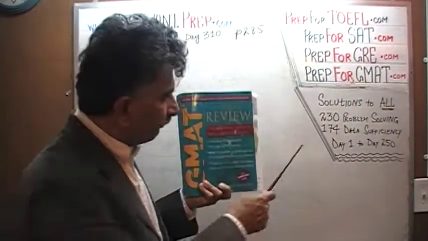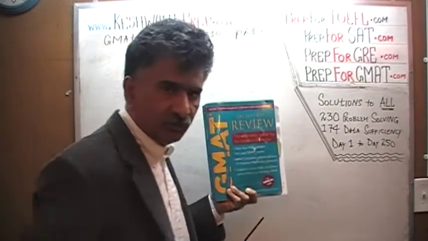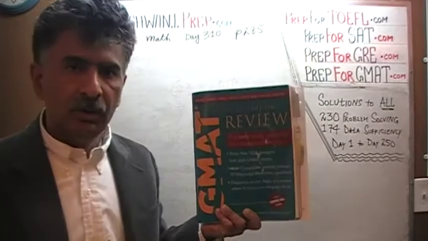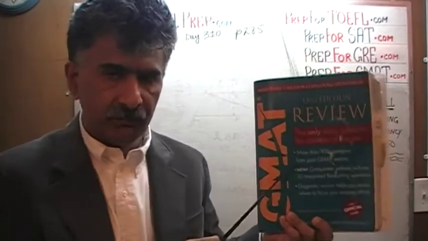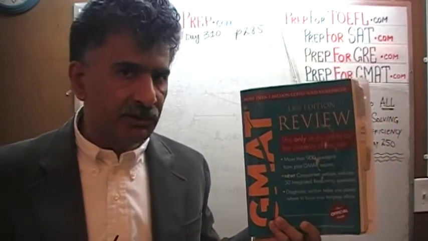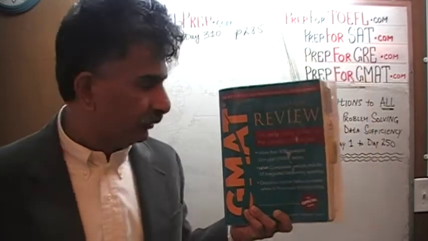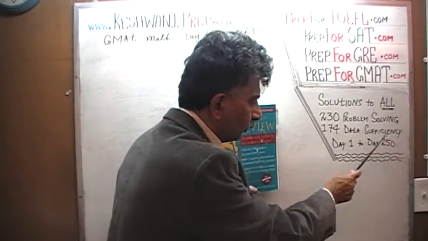The book contains 230 problem solving questions. It has 174 data sufficiency questions. We have already solved every single math problem from this book. If you're interested in watching any of the original solutions to the problems, you will find the original solutions from day number 1 through 250.